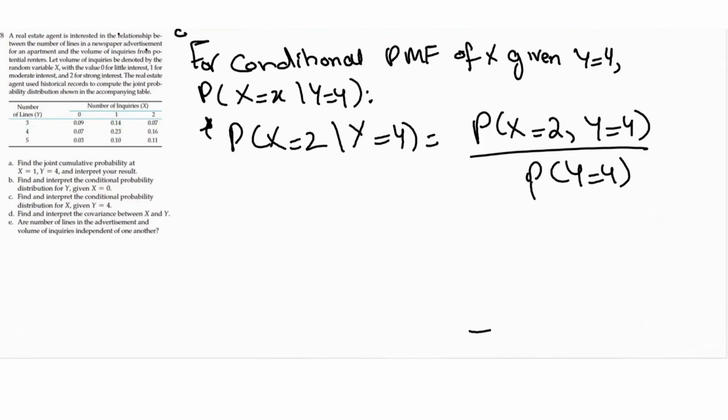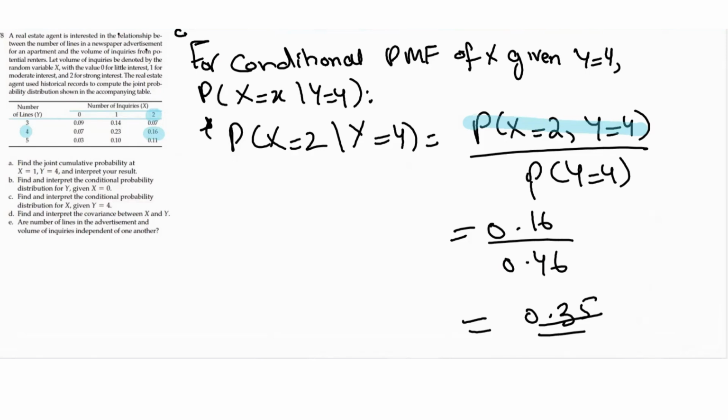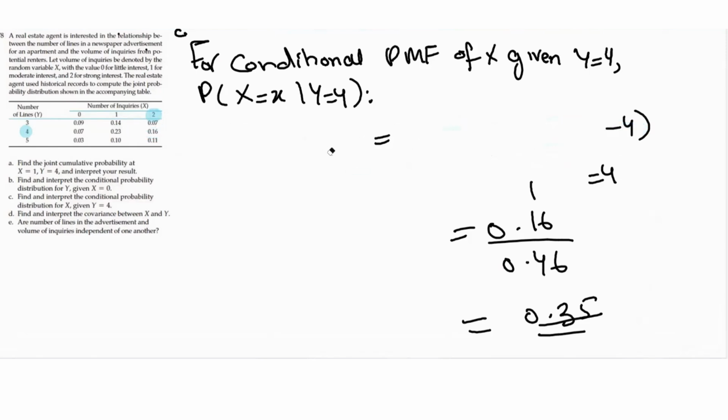And as mentioned, this is the joint probability of x and y, which you can directly read from the joint PMF of x and y. So this is the probability x is equal to 2 and y is equal to 4. So it's 0.16, and you already found the probability y is equal to 4 as 0.46. And this also turns out to be 0.35. So in this way, we found the conditional PMF of x given y is equal to 4.